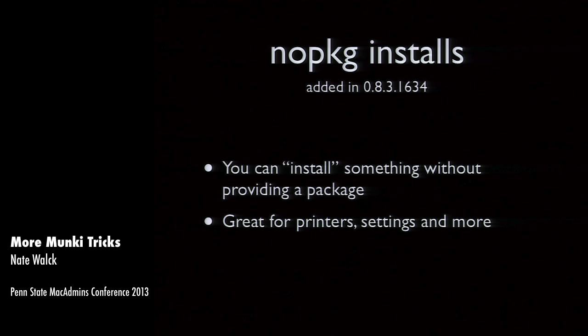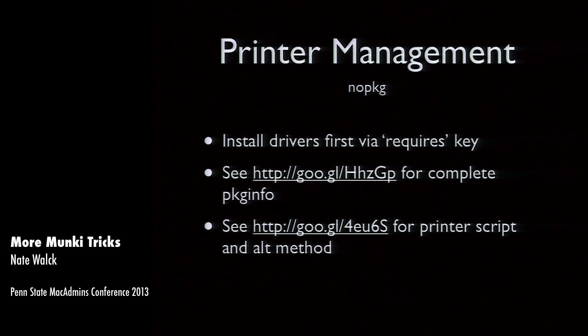No package installs were added in 0.83.16.34, and it allowed you to install something without actually having a package. Did anybody ever try doing that before this? What you would do is give it a dummy package, and it would mount it, not do anything with it, and run your script anyways. So this is a way around that. Basically, it doesn't require a package. You just have it run a script. It's like a payloadless package without the package. You just get right to the script part of it. It's great for printers, settings, whatever you need.